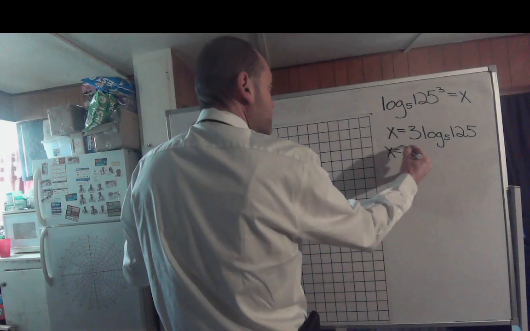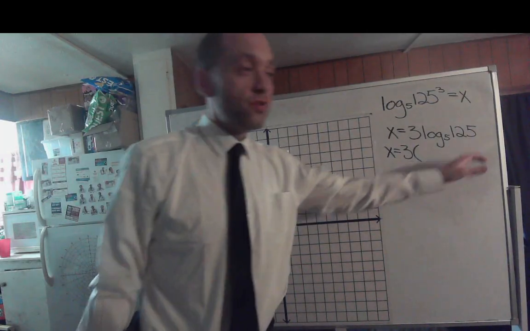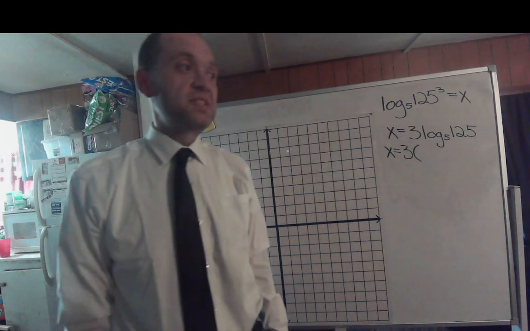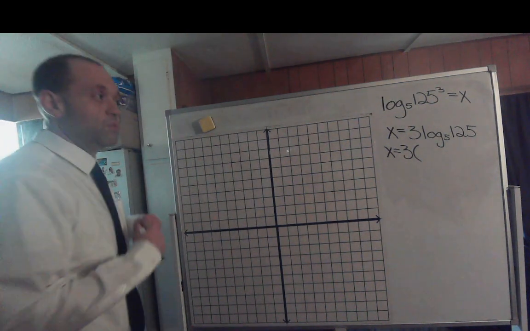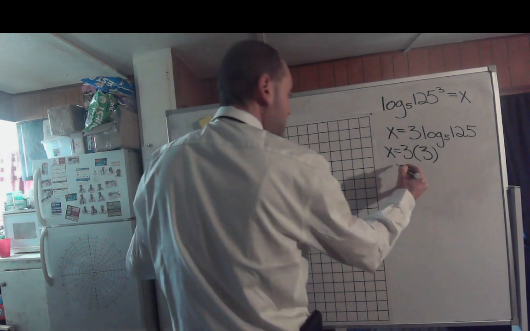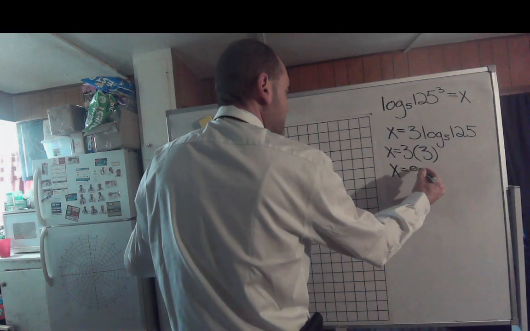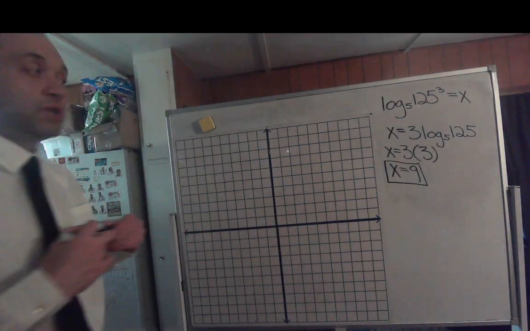So x equals 3 times what? Log base 5 of 125 is the exact same thing as saying 5 to what power equals 125. Well, that's the third power, right? So x would equal 3 times 3, which would mean that x equals 9. So the value you should get is that x would equal 9.